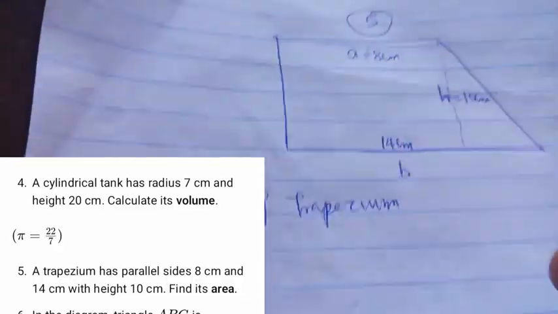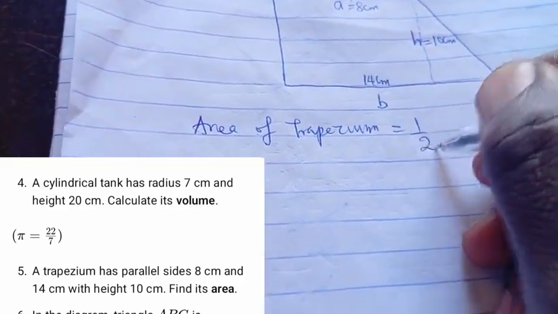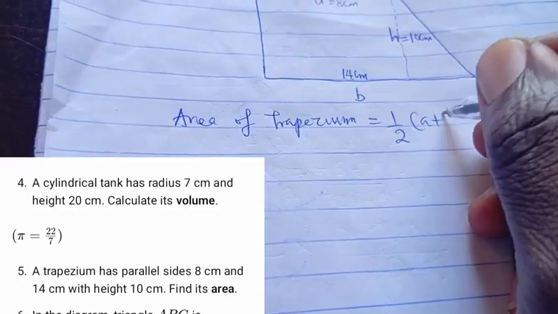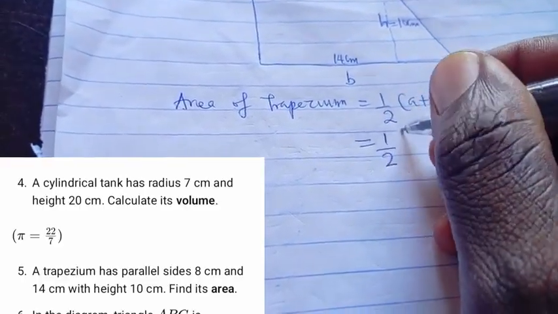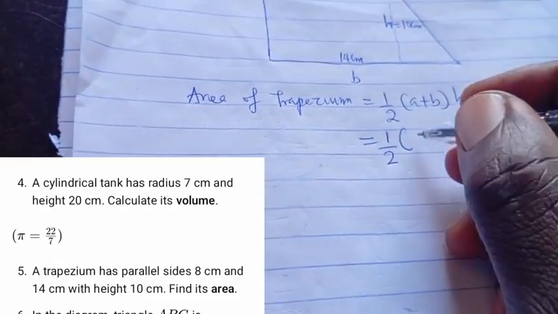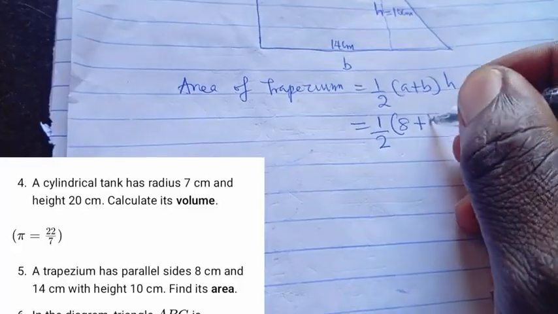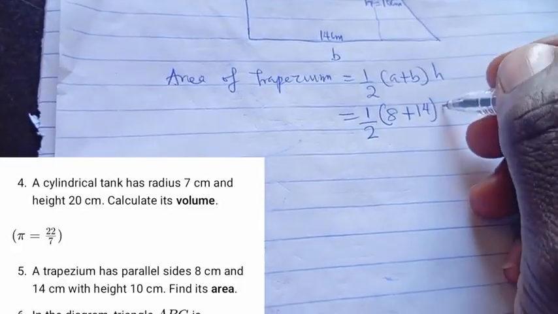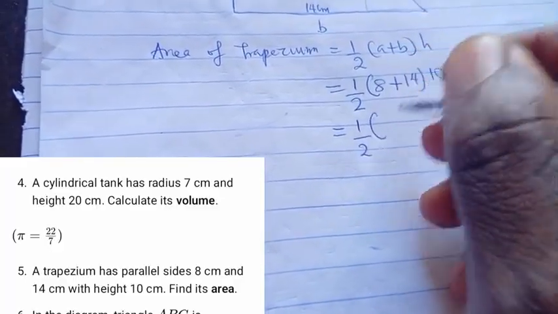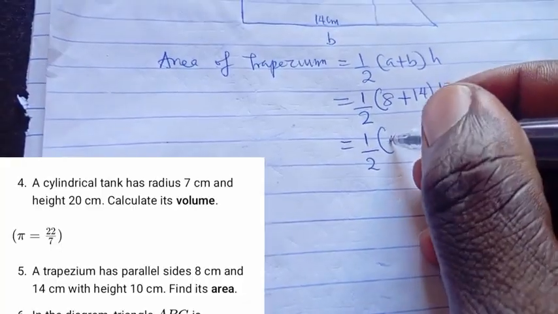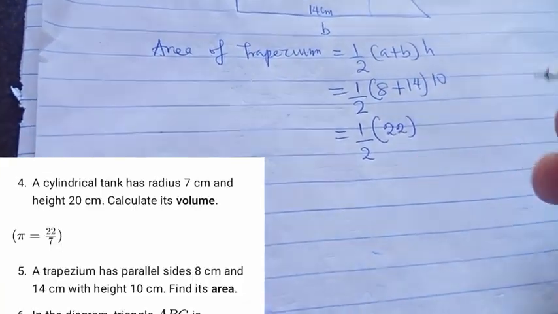The area of trapezium is half into brackets A plus B times height, which means 1 over 2 into bracket. My A is 8, my B is 14, and my height is 10. So which means I have 1 over 2 into bracket 8 plus 14, which is 22. You also press to confirm from your calculator.